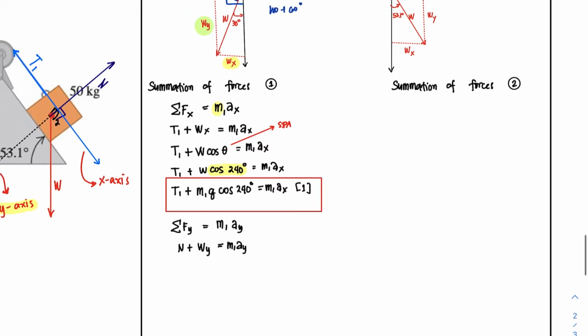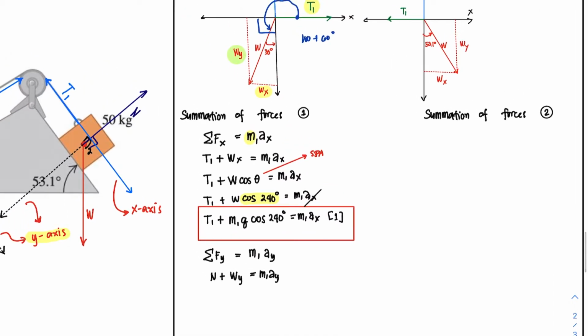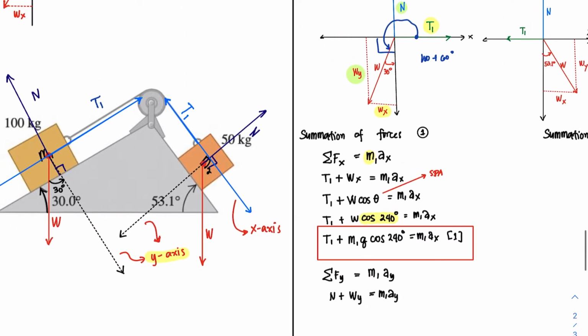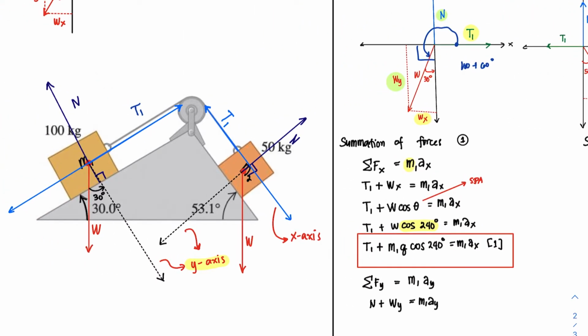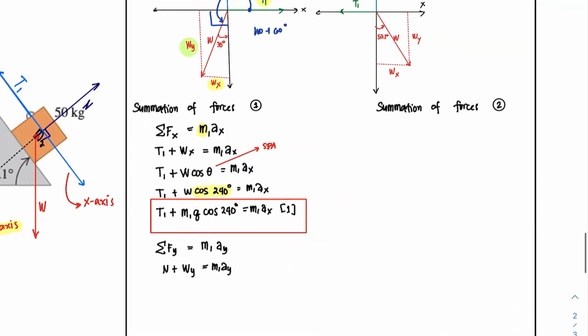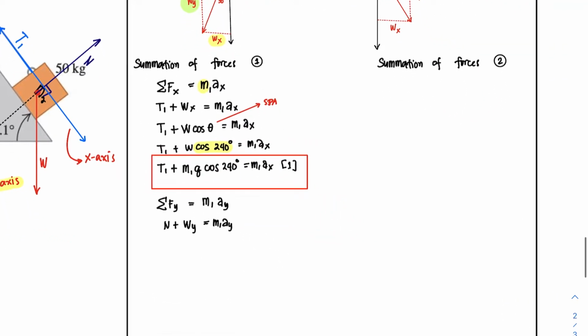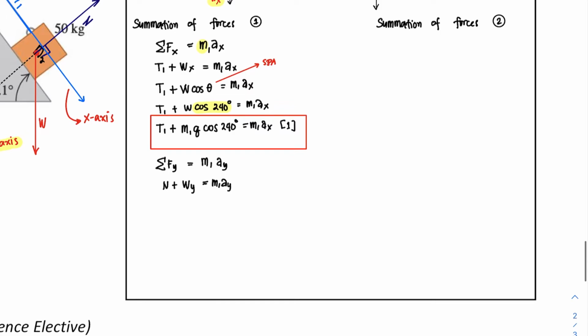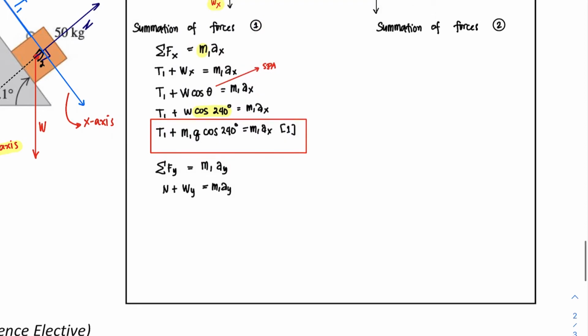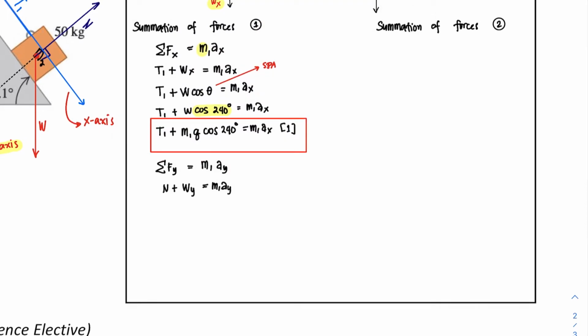Now, if you notice, we did not set this to 0, because clearly, if you look at this one, this will try to move or possibly accelerate. So we did not set the acceleration to 0, because we are not sure yet that the acceleration will be 0. Let's focus on the summation of forces on the y component. So your normal force will just be N plus, of course, this is the y component of the weight, so that will be W sine of the angle theta is equal to m1 ay.